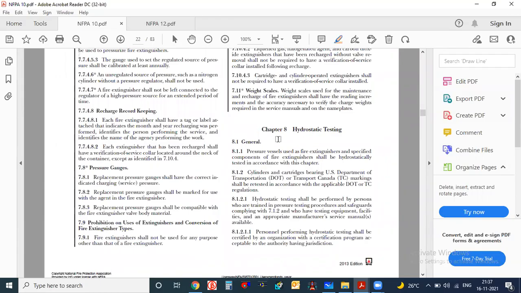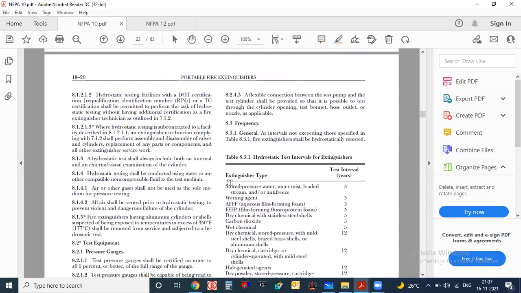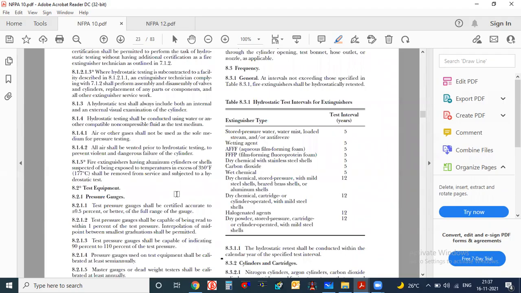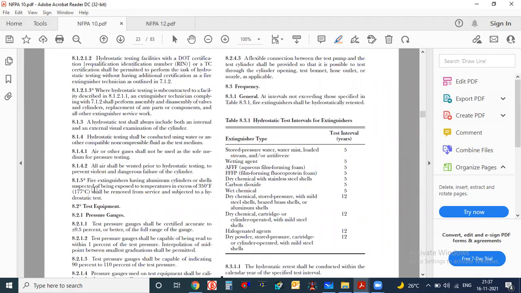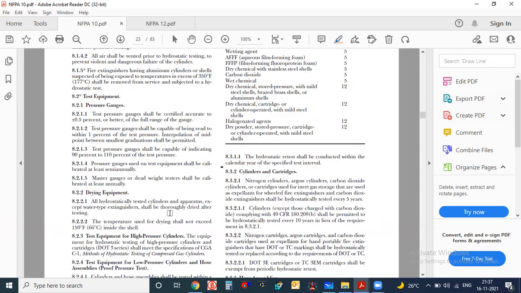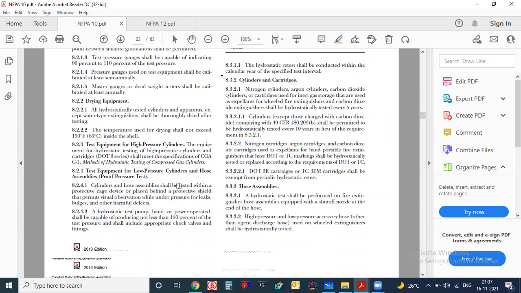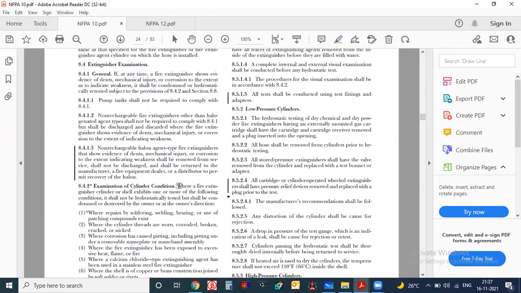Hydrostatic testing is also given here. This will be the testing for the fire extinguisher. Here, no important points are given. Pressure and all they have not given. This table is only a little bit important, where they have given the test interval period. What is the time limit which we have to follow for the hydrostatic test? Otherwise, the rest everything we don't actually require.